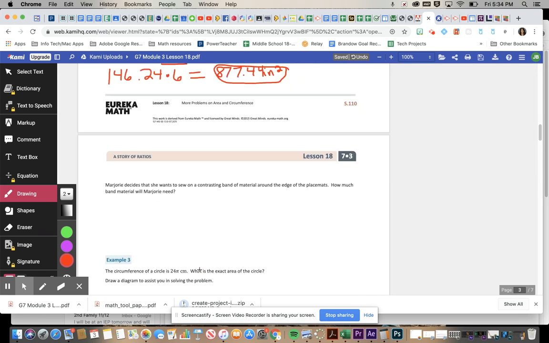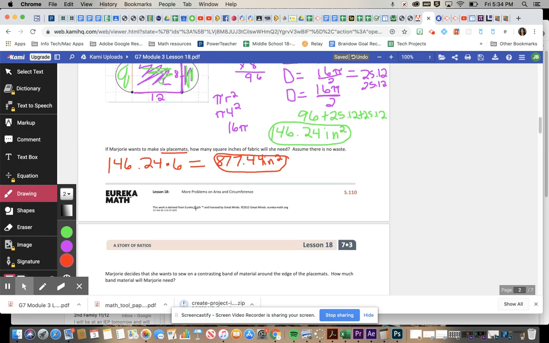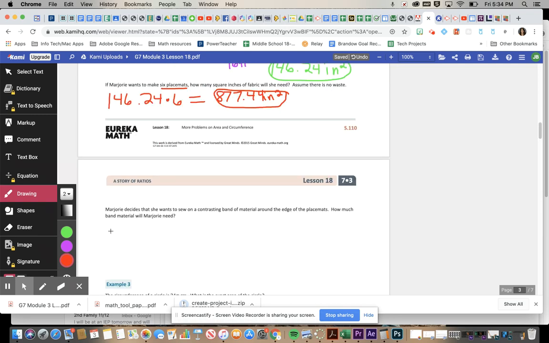Marjorie decides that she wants to sew on a contrasting band of material around the edge of the placemats. How much band material will Marjorie need? Well, if we have that placemat, and I'm just going to draw a loose example of it again. Here we are. She wants a band of fabric to go around the edge, around this edge here. Well, that isn't the area anymore. What is around the edge of that called? That's going to be our perimeter.